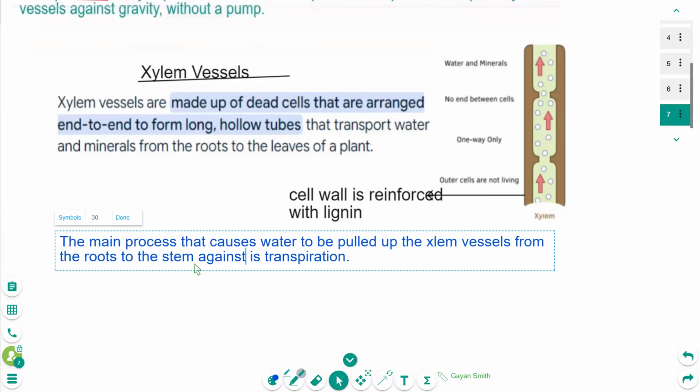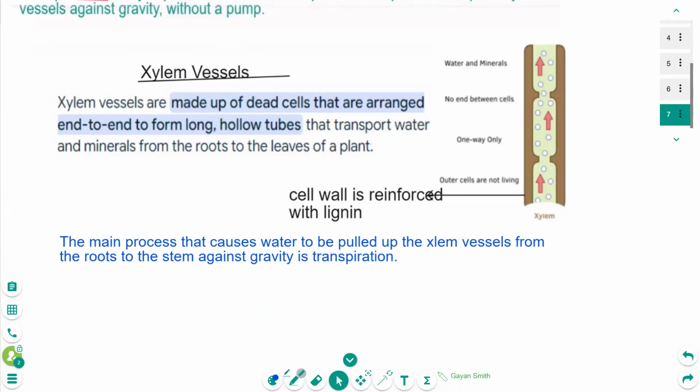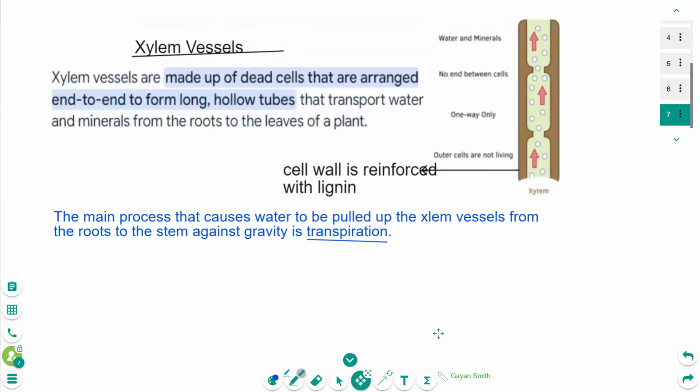So I'm going to spend some time talking more about this process here of transpiration, which is the main process that's going to get us to pull the water up the xylem vessel. Just like what you see in the diagram, you see water going up the xylem vessel. We're going to talk about this process of transpiration that pulls that water up against gravity without a pump. Right? So it's a very, very important process to discuss.